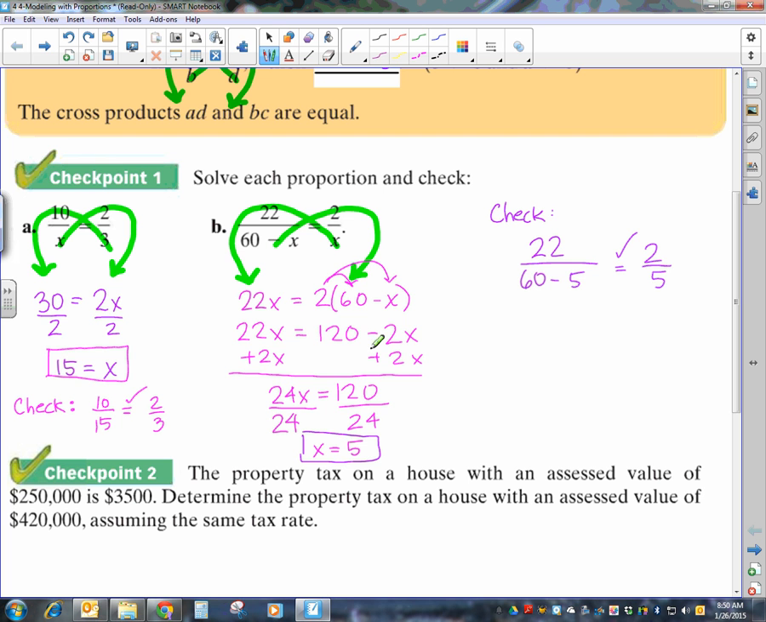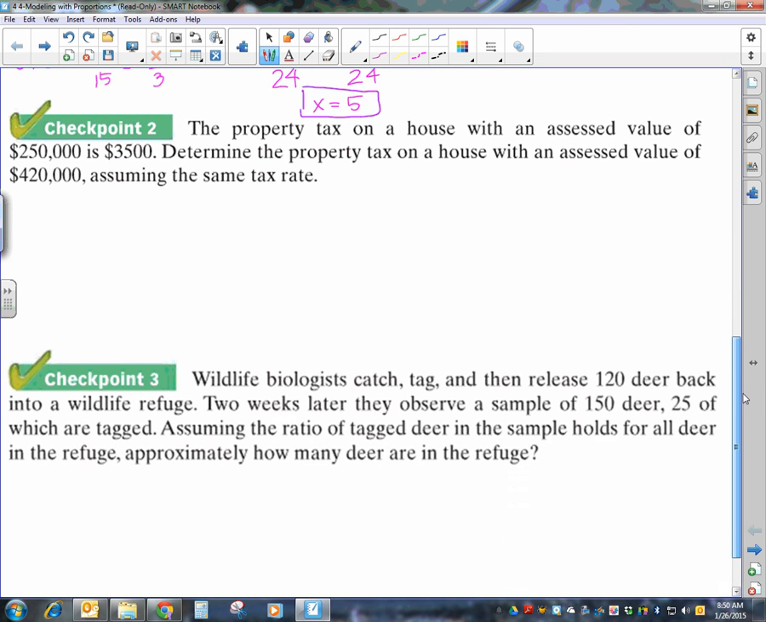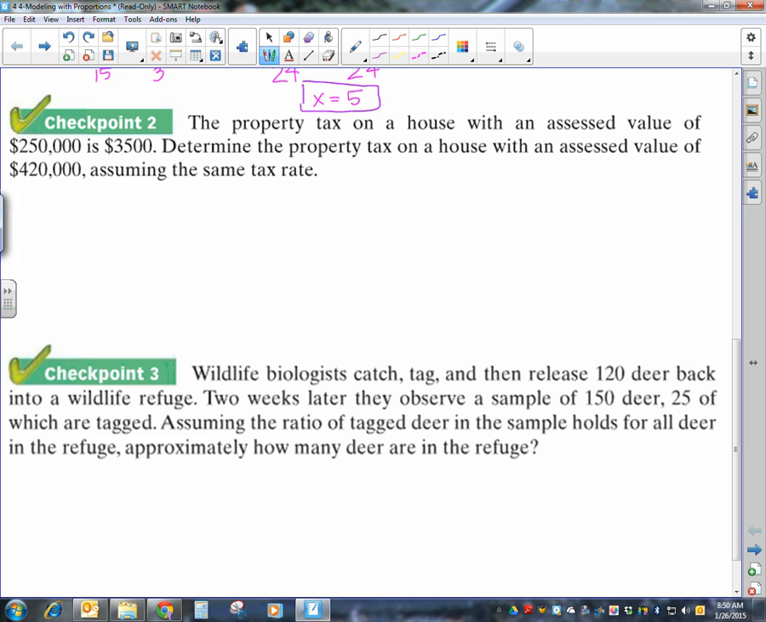Okay, and the last two problems we need to talk about are applications of that, which means we get to do word problems. And again, we've talked about this before with our similar triangles. So what I want you to know, when you do these problems, there will always be a statement in there that will give you a ratio. The property tax on a house with an assessed value of $250,000 is $3,500. That right there is a comparison of two numbers. Okay? And that's what we're going to use to solve it.